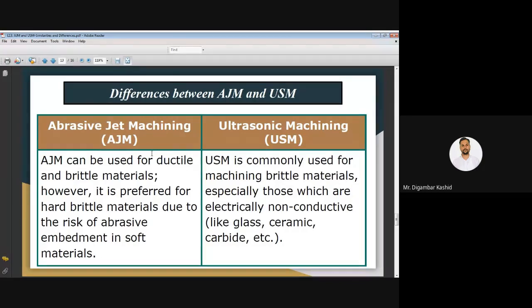Now application. Abrasive jet machining can be used for ductile and brittle material. However, it is preferred for hard brittle materials, due to the risk of abrasive embedment in the soft material. And ultrasonic machining is commonly used for machining brittle materials, especially those which are electrically non-conductive, like glass, ceramic, carbide, etc.